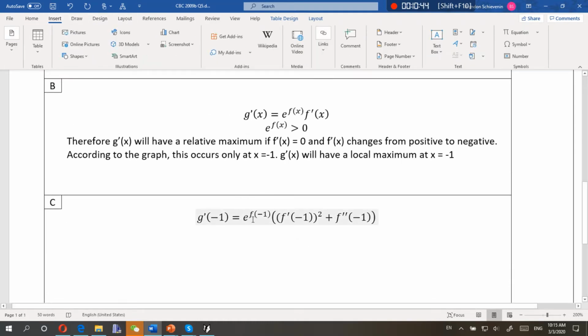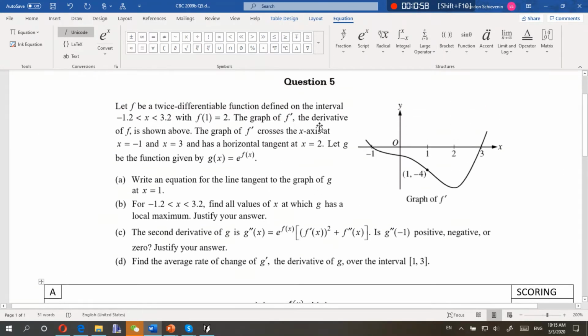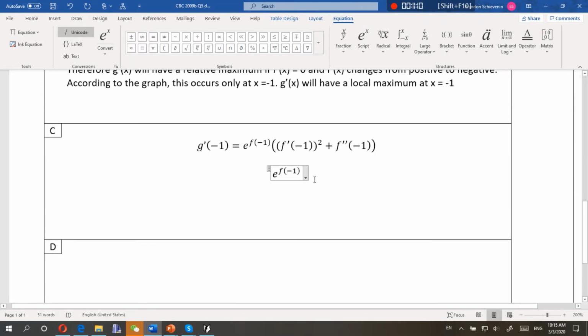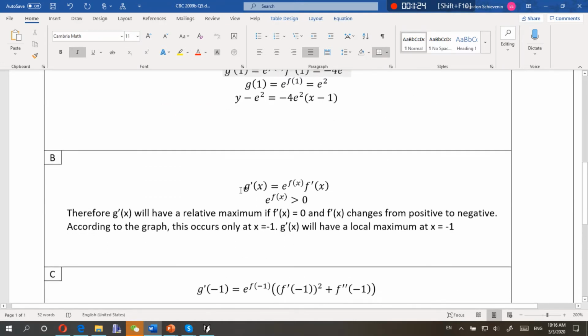Mathematically, what can we say about this first part? I would just write the equation and then write the signs and zero. Okay, you told me e to the f of x has to be positive. So this is e raised to the f at -1 will be greater than 0, for instance. And f prime at -1 must be what? Zero. Must be equal to 0.